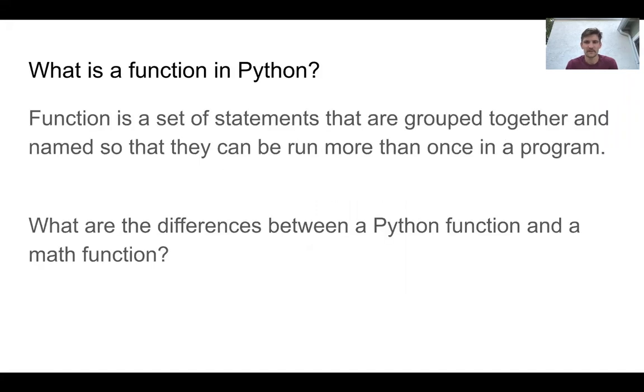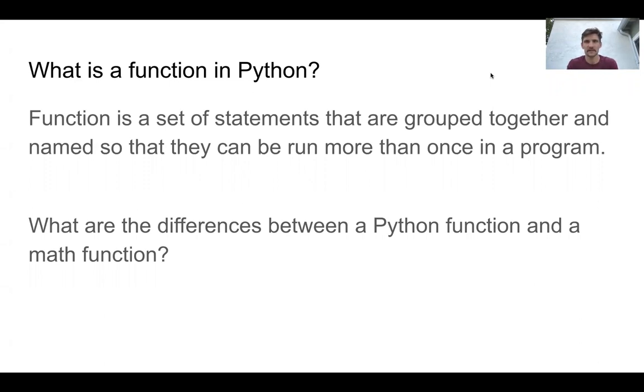So what is a function in Python? A function is a set of statements that are grouped together under a name that can be run more than once in a program. So what that means is something like a function to square a number. It could be helpful because rather than writing x times 2 every time, you can just write that one time and then call it from multiple places.